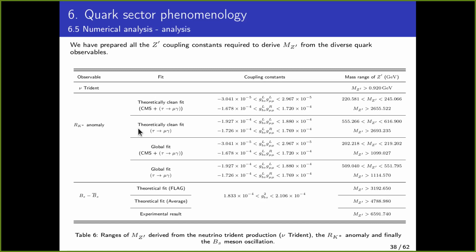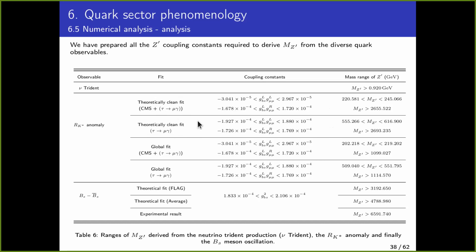And then we can see the IK anomaly. Here I already explained the theoretically clean bit and the global bit. But here I separated each of these bits into two more cases. One of them is constrained by both the CMS experimental result and tau to mu gamma, and one of them is constrained by only tau to mu gamma. The reason I separated these two cases is, first of all, I want to show you how this Z-prime mass range is affected by these two cases.